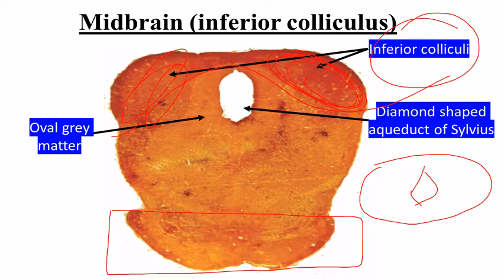So why is it inferior colliculus? Look at the tectum. You can see it as one oval mass. Look at the aqueduct of Sylvius, it appears oval, surrounded with an oval or quadrilateral area of gray matter. And then this is the basis pedunculi.